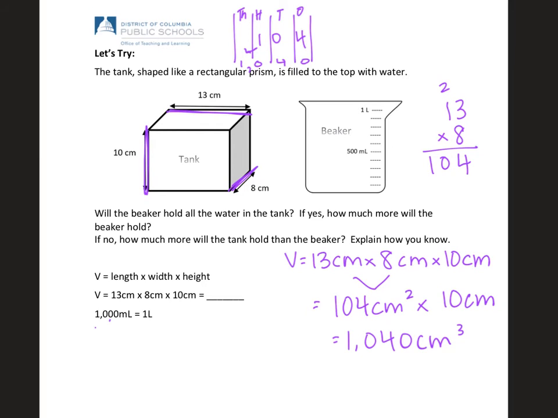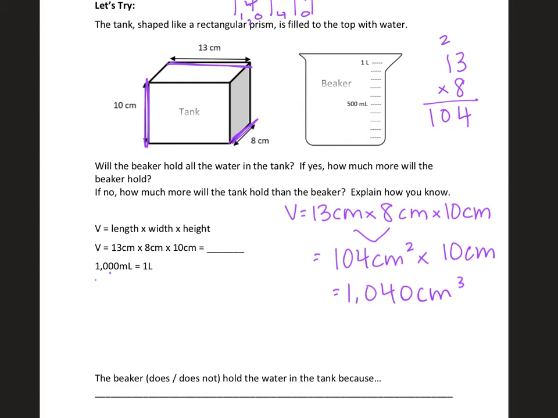Okay? So let's think about this. So we know that since 1 cubic centimeter is equal to 1 milliliter, this is going to be the same as 1,040 milliliters, right? But this beaker only holds 1 liter of water. So now you need to do some converting, all right? So 1 liter of water is the same as 1,000 milliliters, okay? So if this can hold 1,000 milliliters and we have 1,040 milliliters, will the beaker hold all of the water in the tank? No, right? It's not going to.